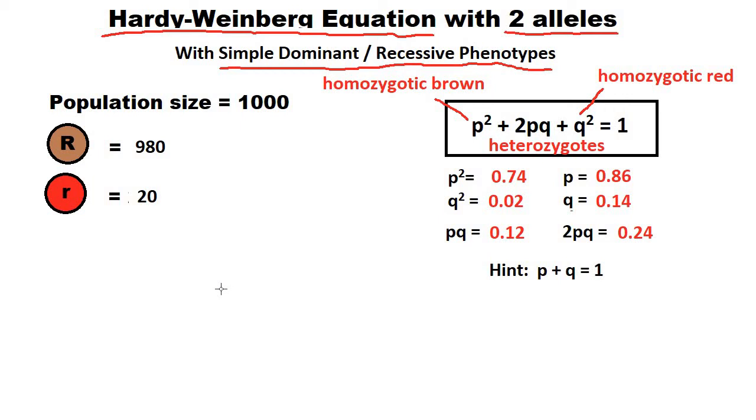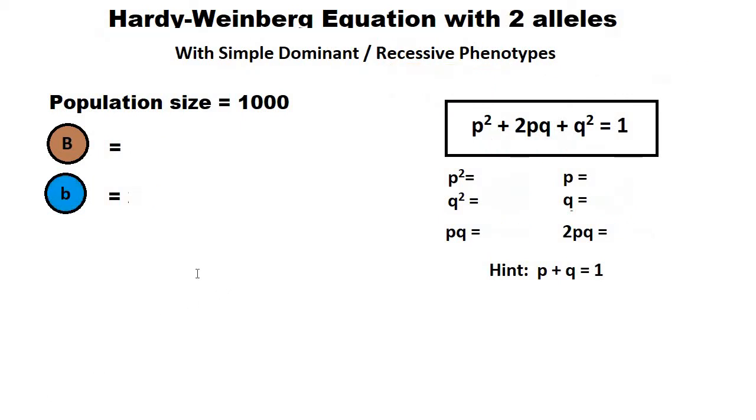All right, let's try another problem. Okay, so basically we're going to do the same thing again, except we're going to use eye color. And this time we're going to say that out of a population of 1,000, about 30 of them have blue eyes, and 970 have brown eyes.